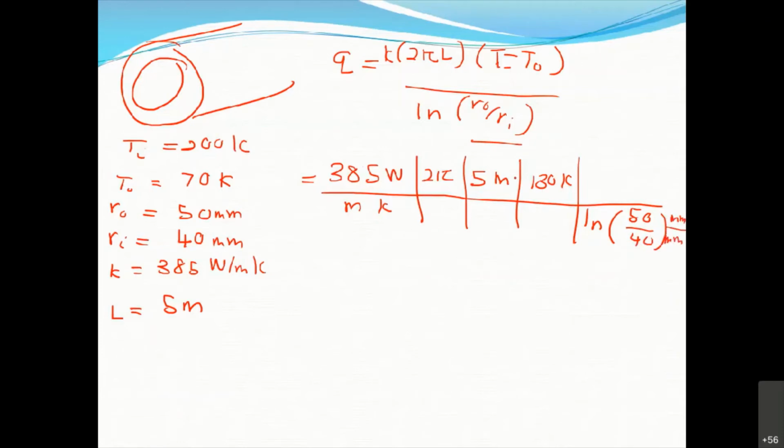So if you do unit cancellation, meter here will cancel out with this meter, Kelvin here will cancel out with this Kelvin, 2 pi has no unit, and this mm will cancel out with this mm. So the answer, if you put it in your calculator, you'll get 704,638 watt. So this is the final answer. Okay, so this is how you solve these questions.